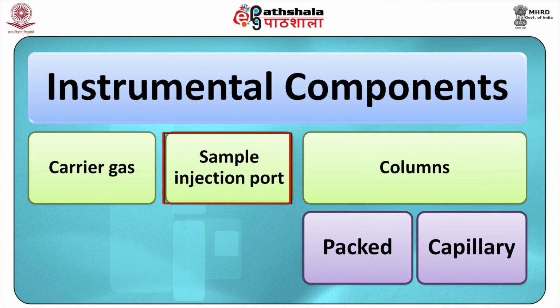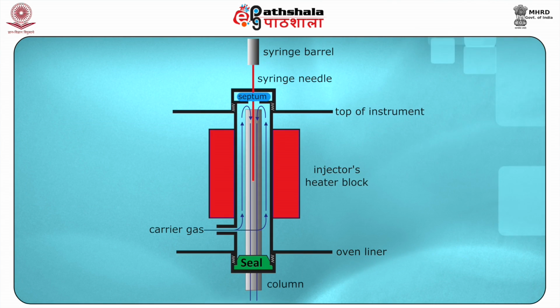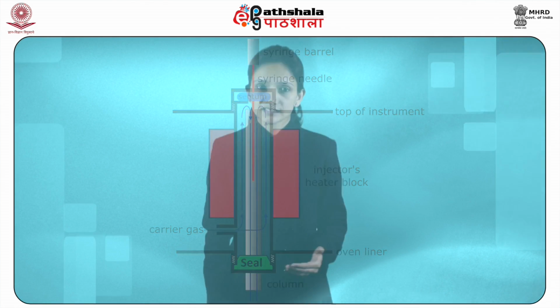Next is the sample injection port. The most customary injection technique is where a microsyringe is used to insert the tester through a rubber septum into a flash vaporizer port at the head of the column. The temperature of the tester port is generally about 50 degrees Celsius higher than the boiling point of the least volatile component of the sample.